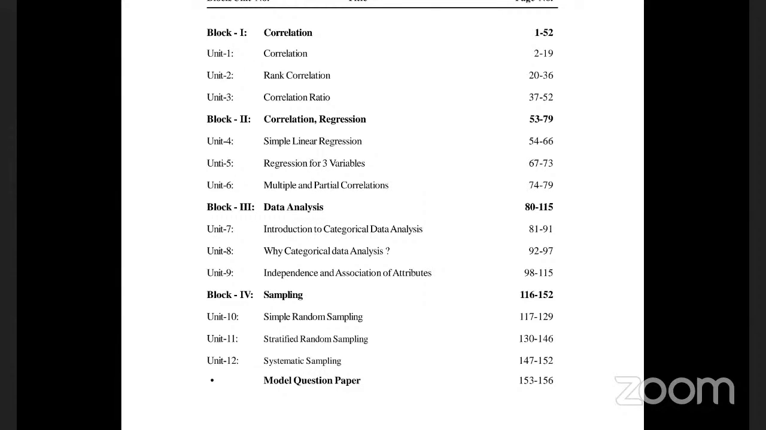That is Block 1, which we completed. Then correlation and regression: unit 4 is simple and linear regression, and unit 5 is regression of three variables, and multiple and partial correlation is unit 6. These three come under the correlation and regression concepts.